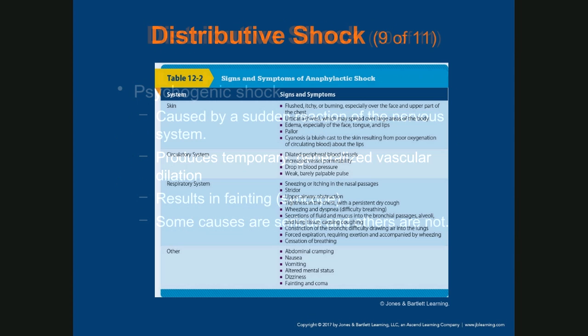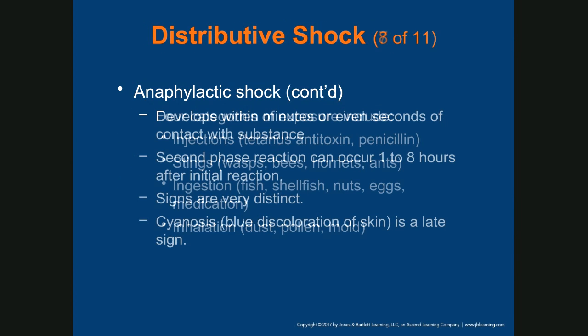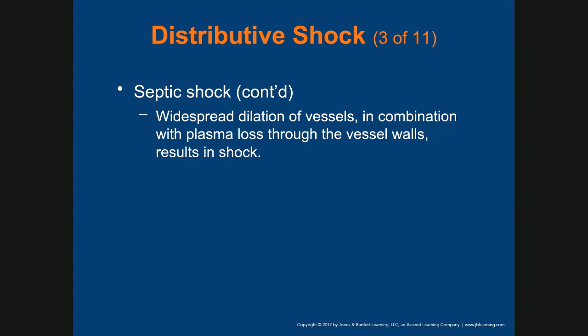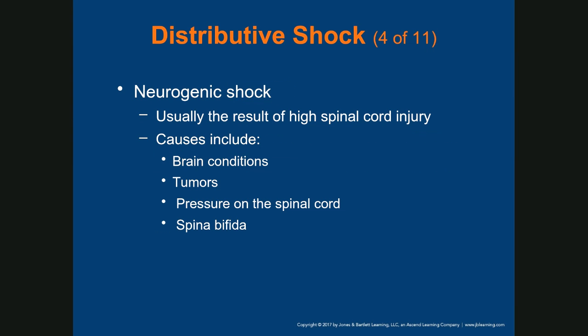Now let's look at neurogenic. All right, so let's look at neurogenic shock. Now, neurogenic shock is sometimes confused with psychogenic shock. The difference between neurogenic shock and psychogenic is that neurogenic shock is caused from an injury to the spinal cord.